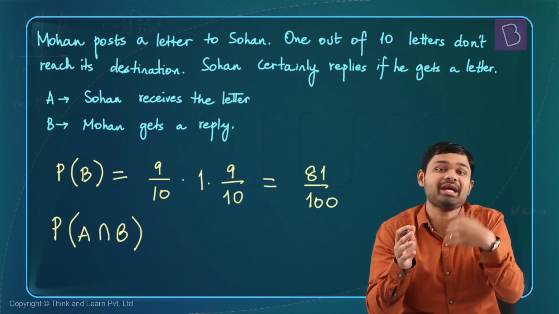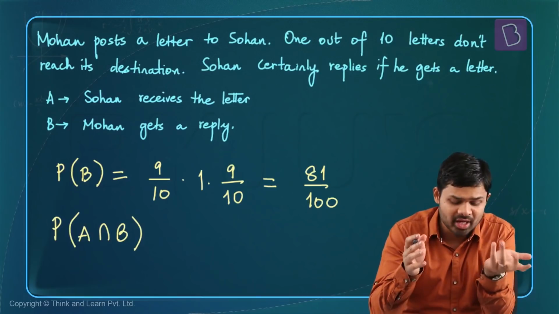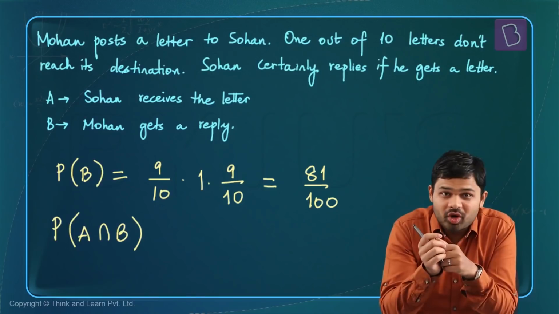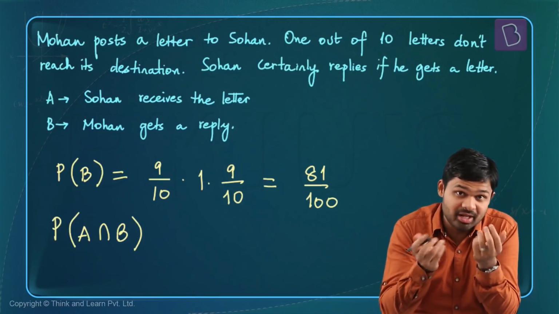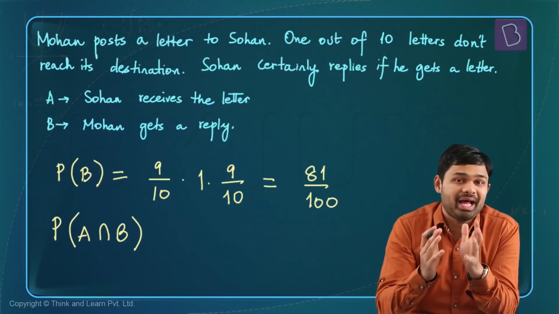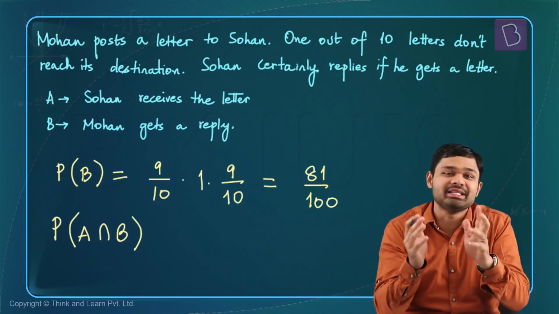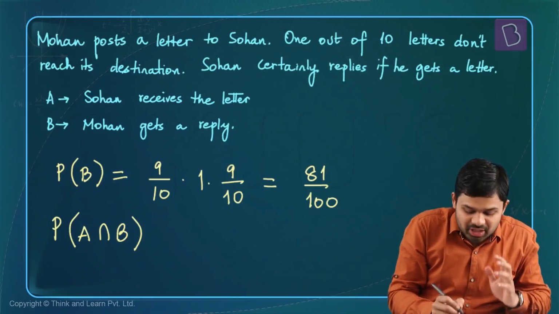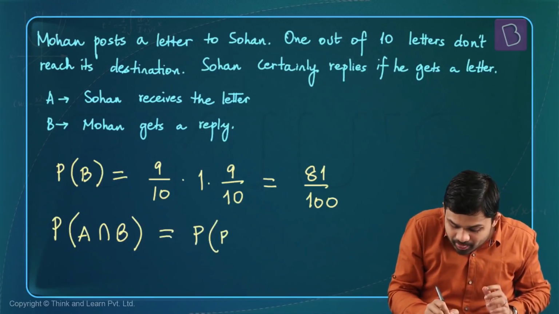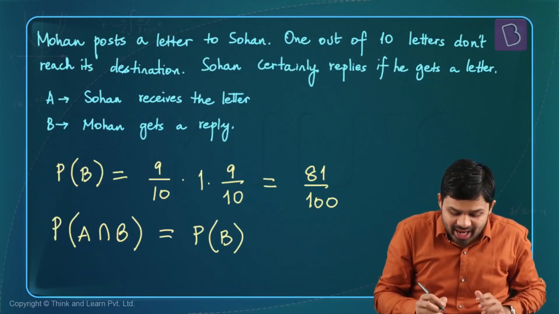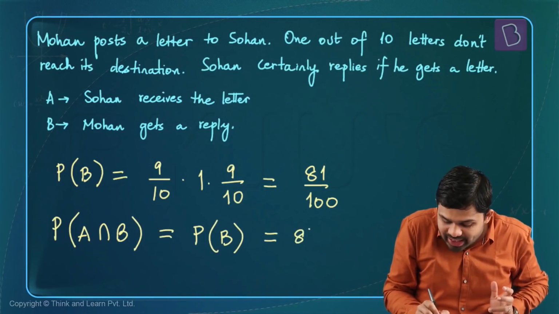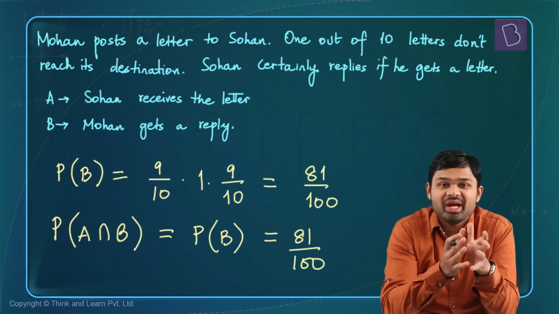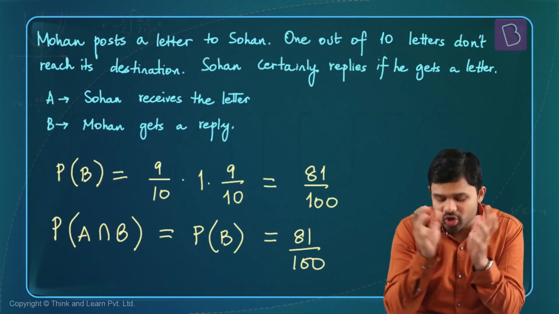And if A happens, there might be some cases where B might not happen, because Sohan might have received the letter, but the letter that he wrote back to Mohan might have not reached Mohan. That is possible. But if Mohan gets a reply, that means Sohan has definitely received Mohan's letter. So B is a subset of A in some sense. So P of A intersection B will be nothing but P of B, because B cannot happen in the absence of A, and that is actually equal to 81 by 100 itself. So this option is also correct. P of A intersection B equal to 81 by 100 is also correct.